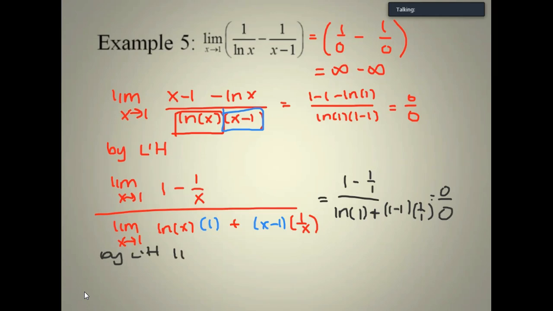Derivative of 1 is 0. Derivative of negative 1 over x squared. Well, that's kind of like negative x to the negative 1. So a negative times a negative became a positive. Take 1 away and you get x squared. So you get positive 1 over x squared.